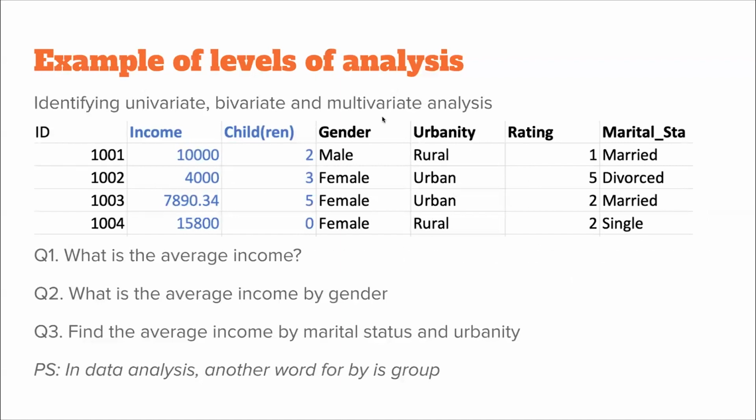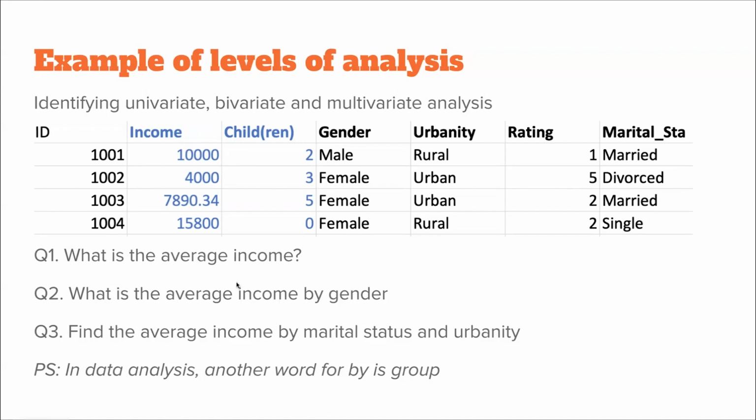So going back to our data that shows us numerical and categorical variables. In the question here, it says, what is the average income? You notice that this question is just talking about one variable. So if you find the average or the mean income here, what you just did is a univariate analysis. Then another question says, what's the average income by gender? That is a bivariate analysis, so you are looking at two variables altogether. Then another question says, find the average income by marital status and urbanity. So right now we are doing multivariate levels of analysis.